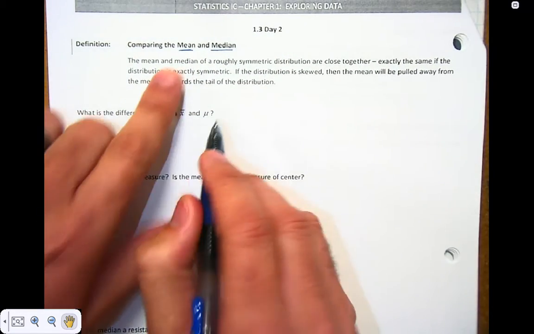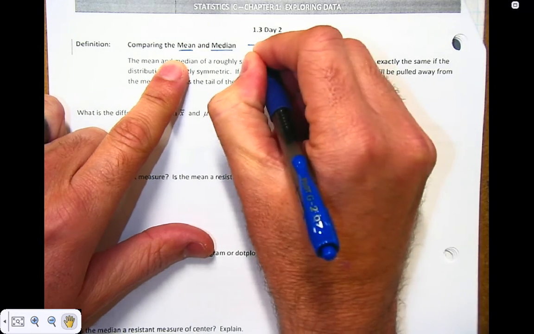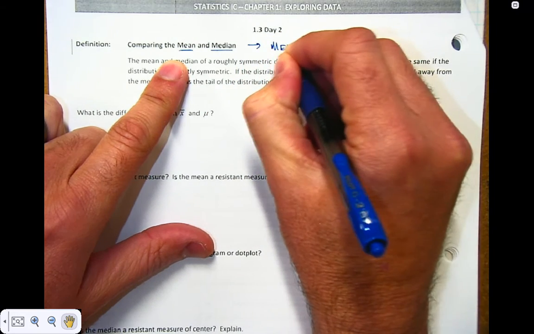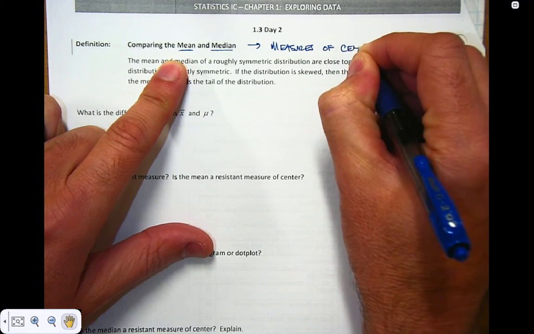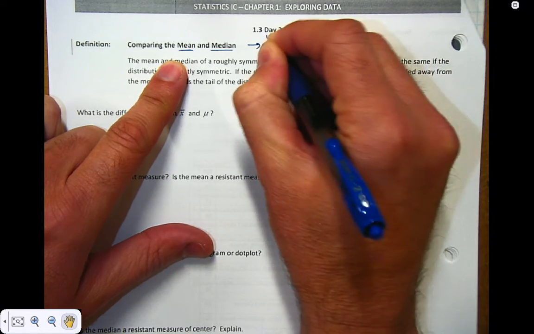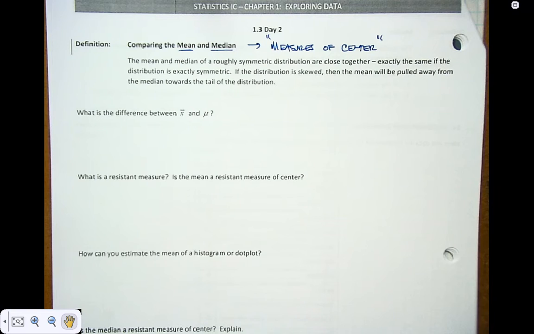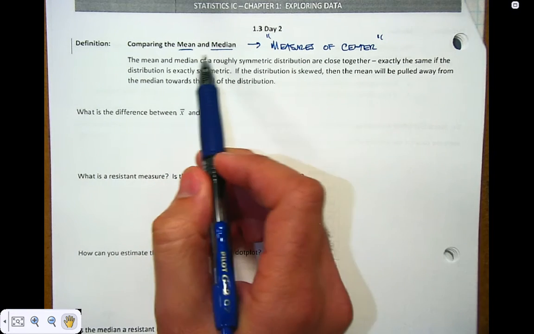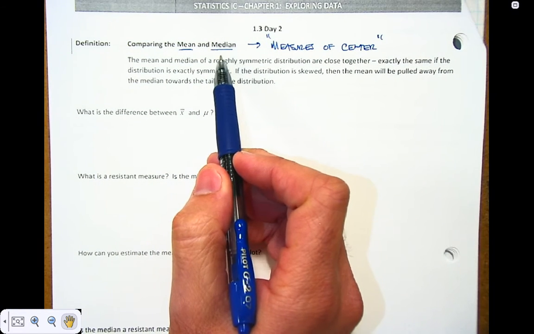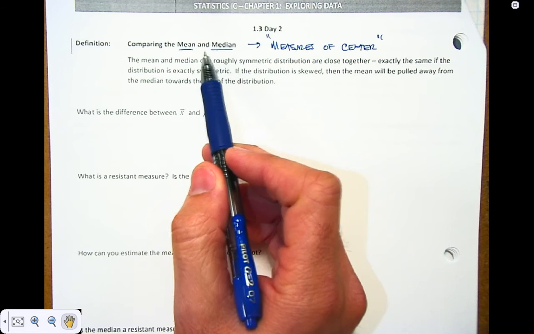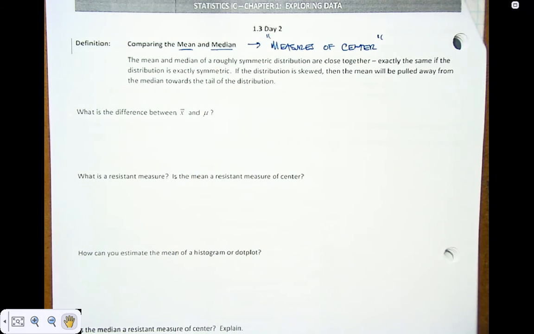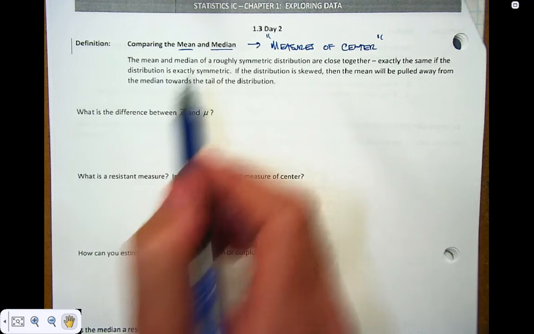So again, mean and median are both measures of center. It's important that when we discuss these things, you understand that these are ways to report the middle. The median is more of the middle than the mean, depending on the shape. But we're going to talk about how they both get affected due to the shape of the graph.